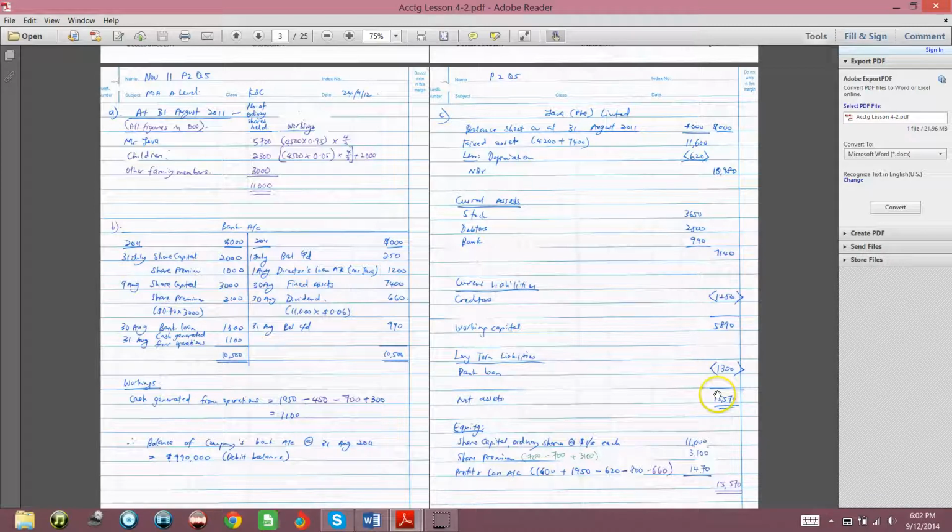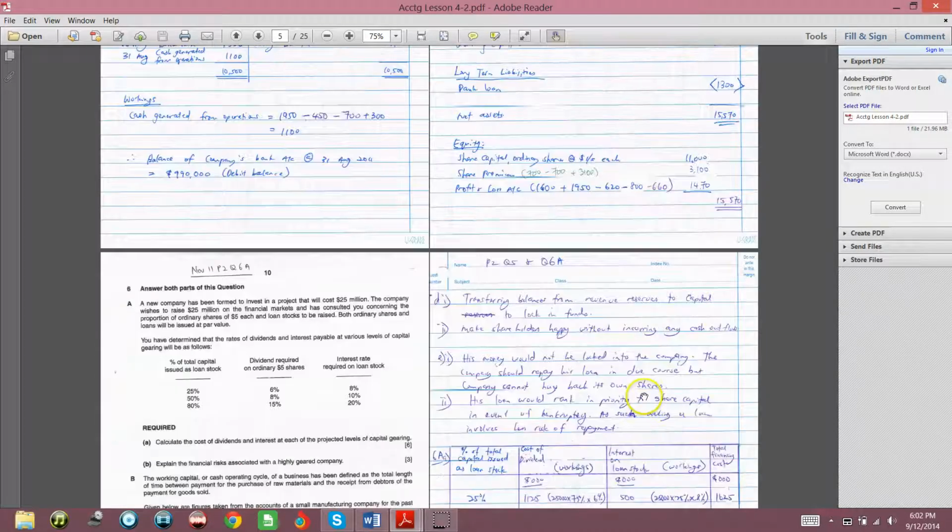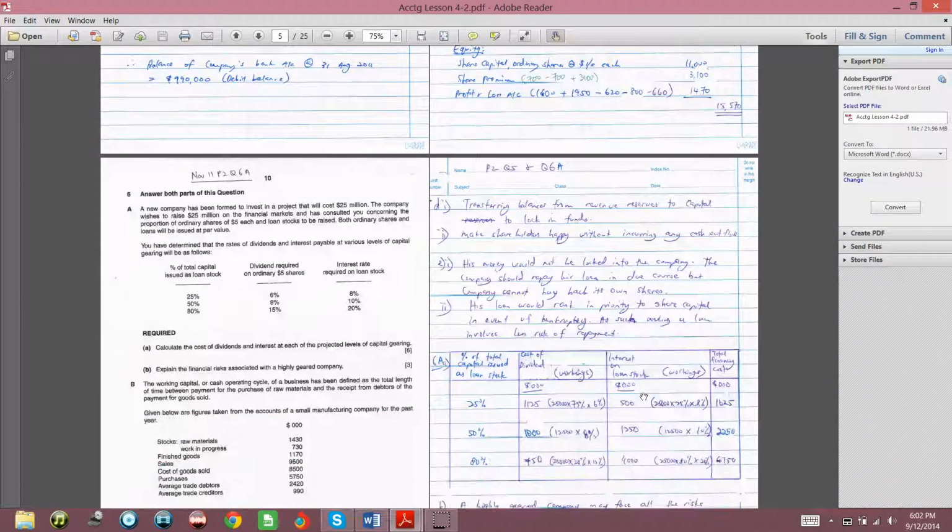So this is my net asset. This is my working capital. This is my net asset, which will balance with my equity. Okay, then we come to part D.